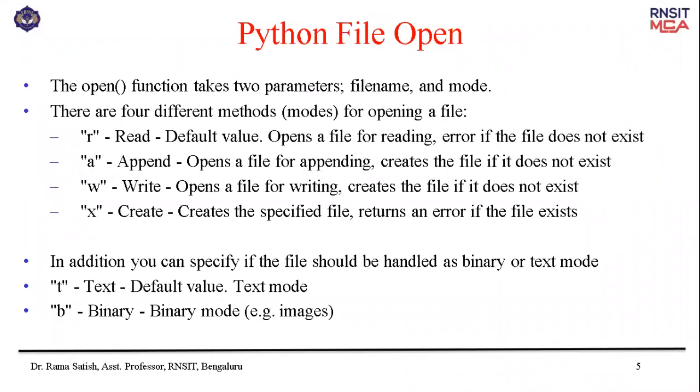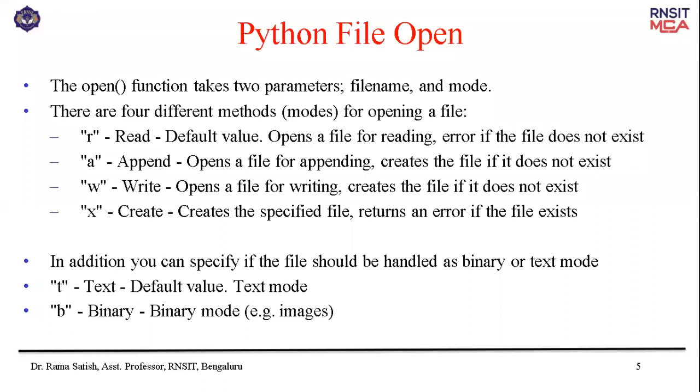To handle text files, we should use T. T is for text file handling. B is for handling binary files. Binary files, as I have already said, are everything other than text files. Image file, PDF file, music file, audio file, video file, everything is a binary file. A file with text content is a text file. So T is used for text and B is for binary.